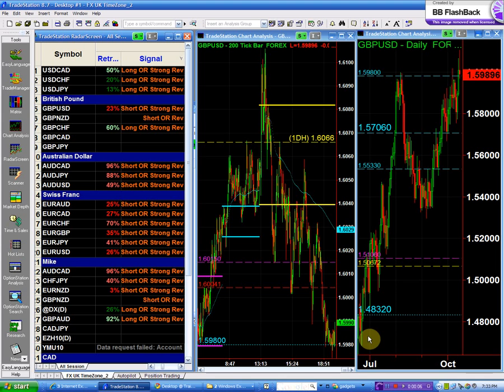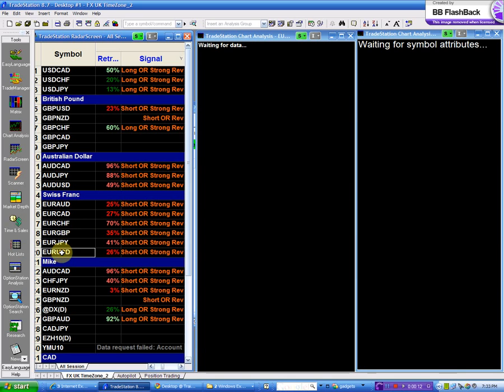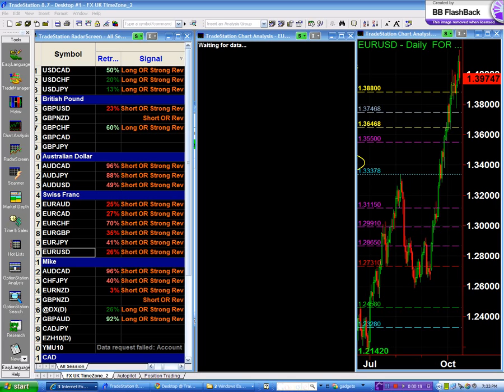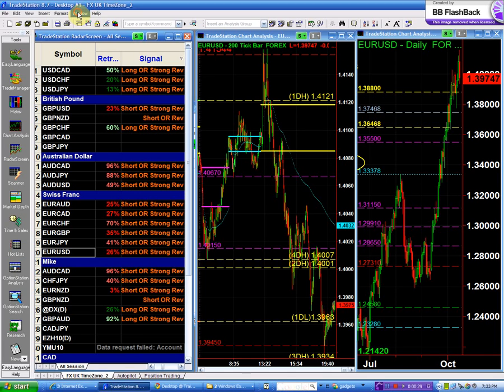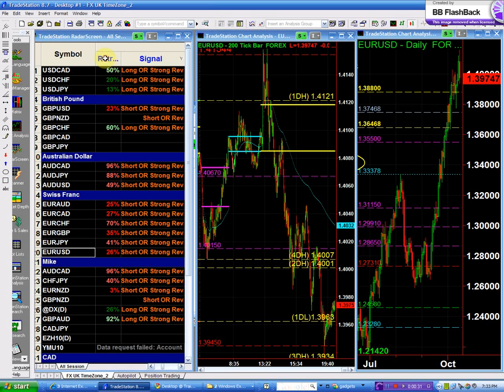The pound, the dollar, euro. The next choice would be the euro dollar. So I'm going to go here and see the euro dollar. So the first thing, again, we're going to look at the weekly chart.